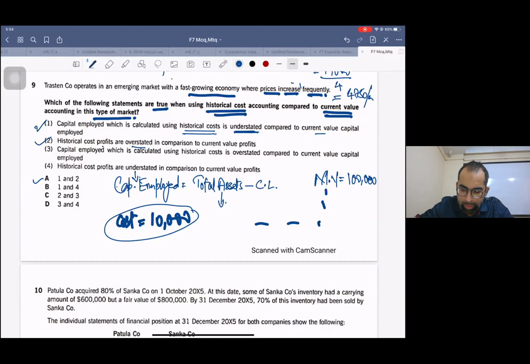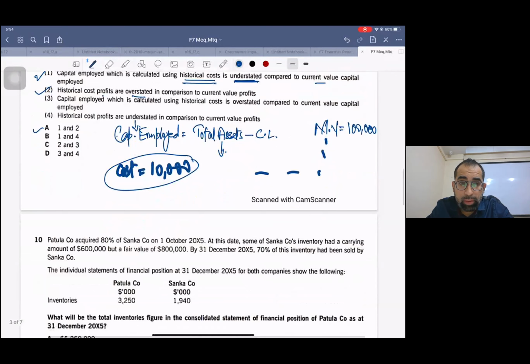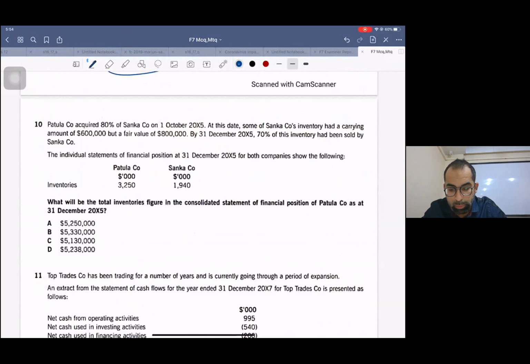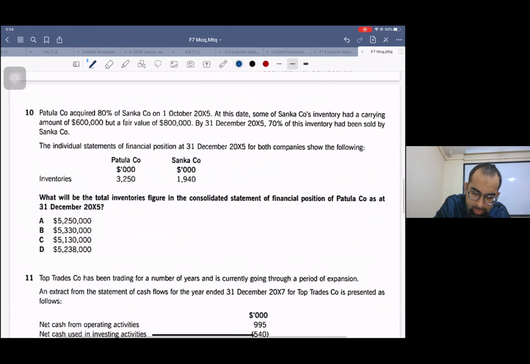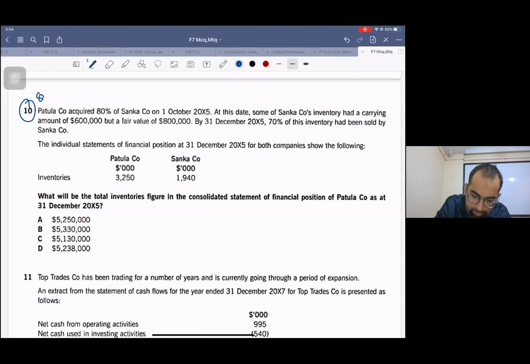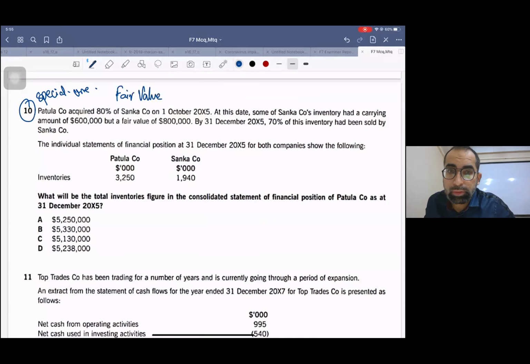Okay. Now next question is not good. It's very, very good. I love this question. This is a very special question. I love this question. This is a special one. And you know what this is? This is fair value adjustment inventory. Fair value. I need to give a detailed lecture for this.